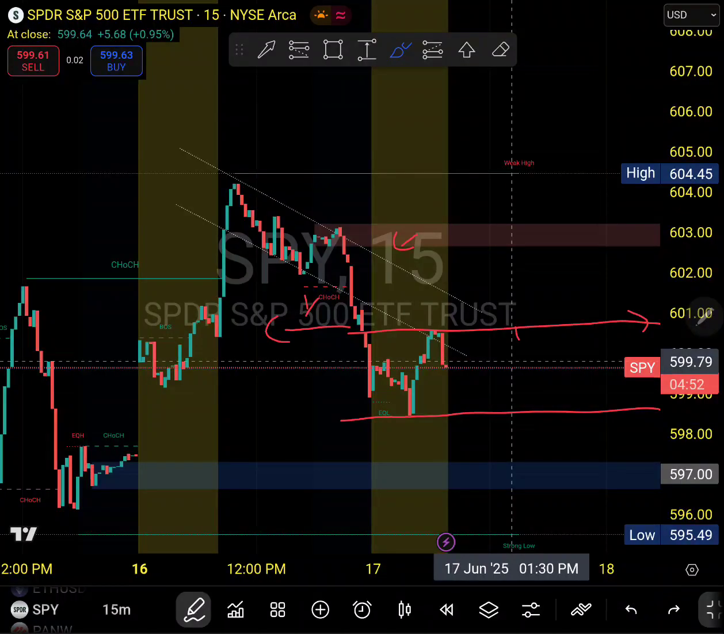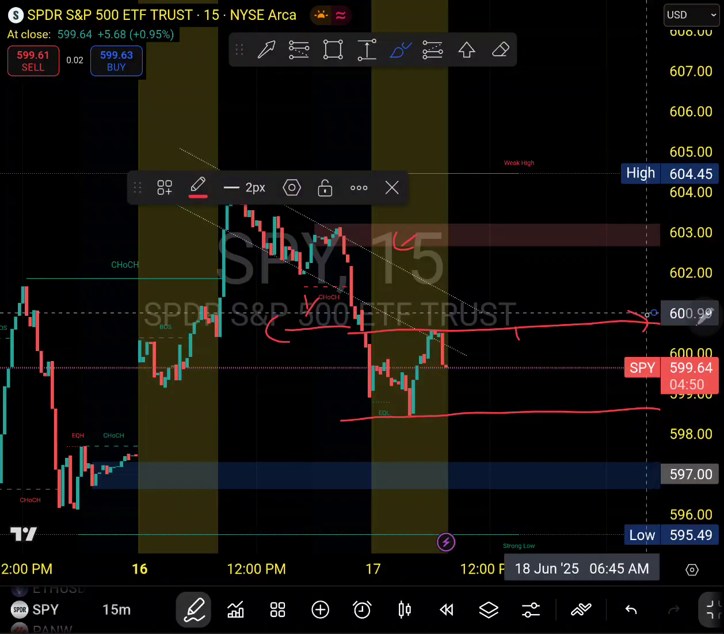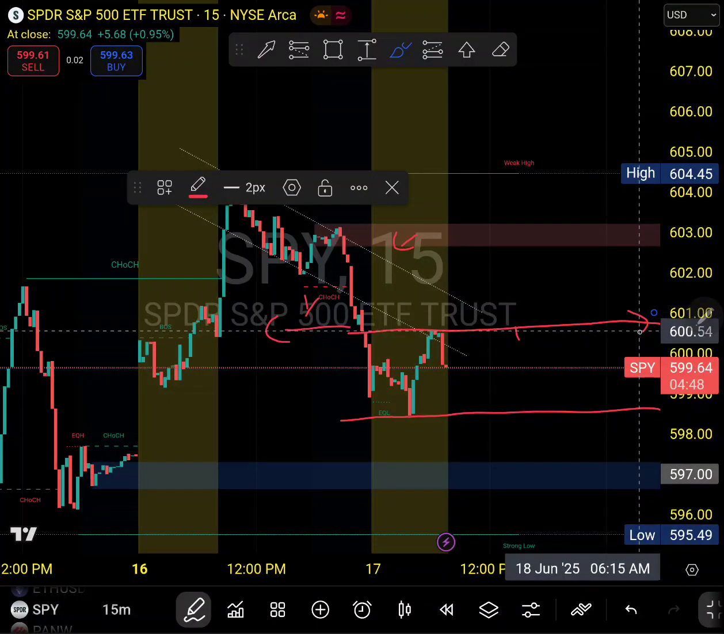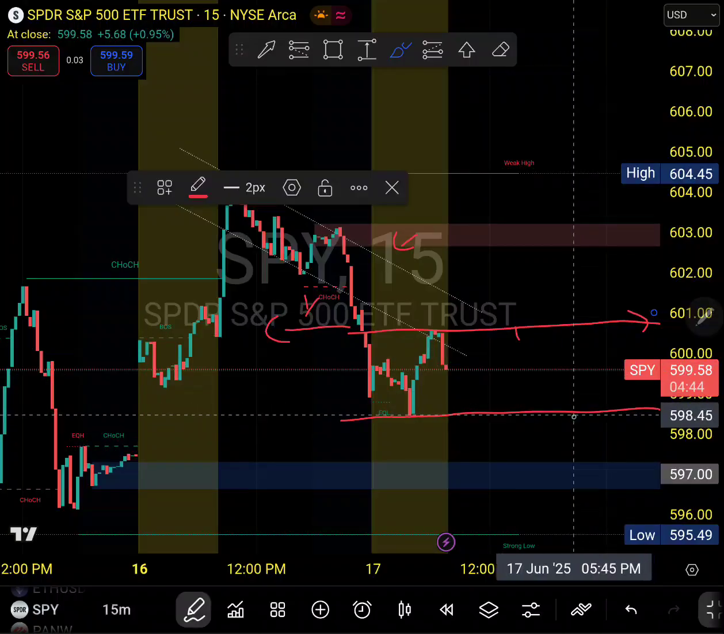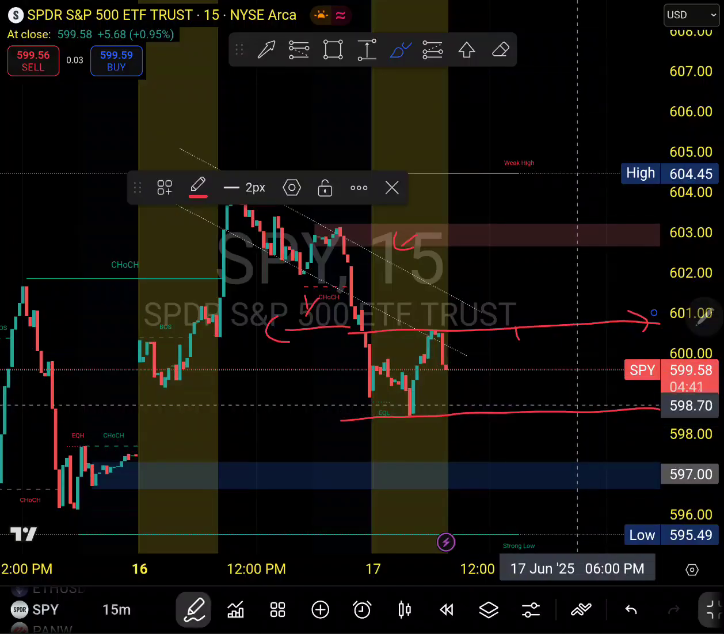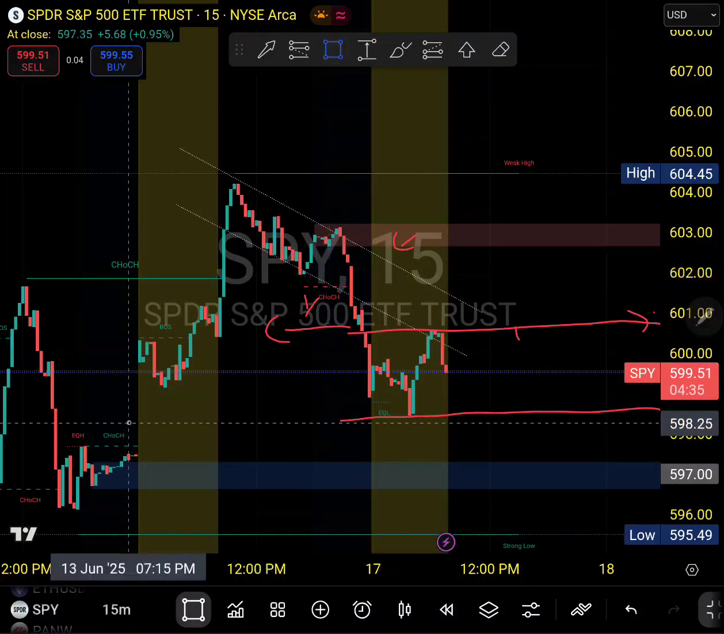So what I can suggest is, this is your first level, 601, guys. Mark it on your chart, because this is where the resistance occurred, and this is where you have support, 598.45. So now I will show you something which is very critical.